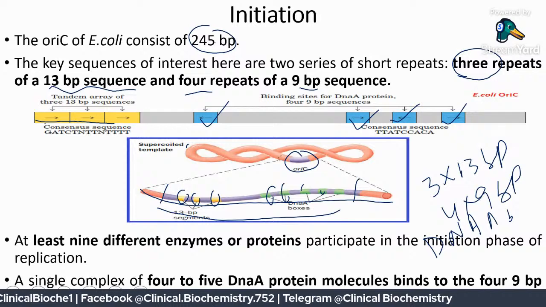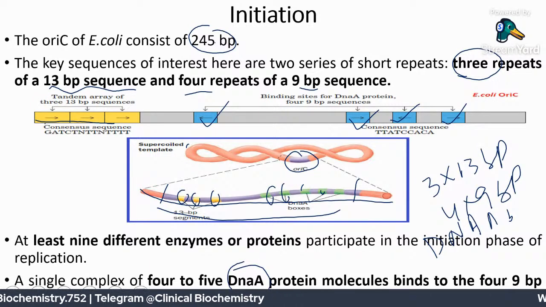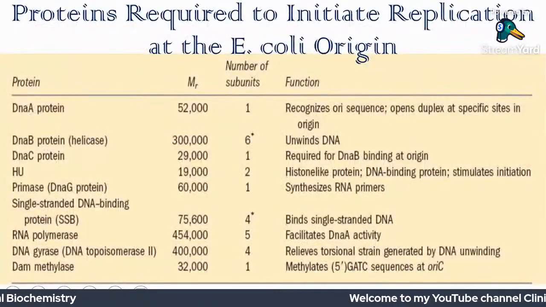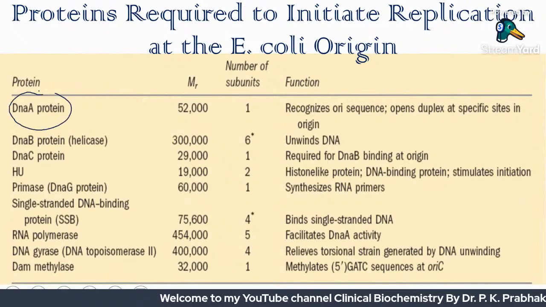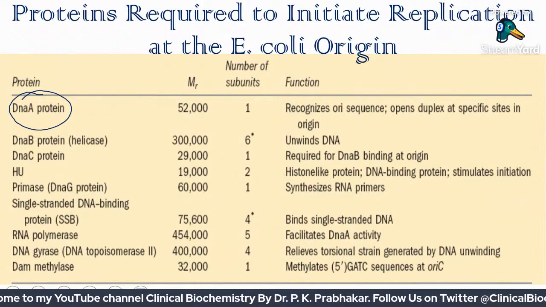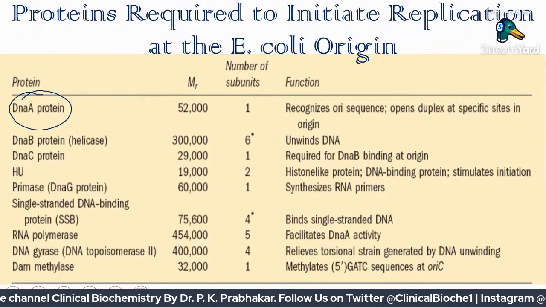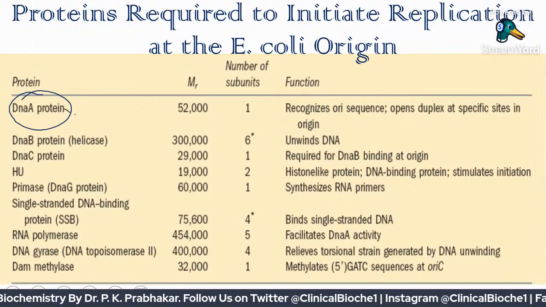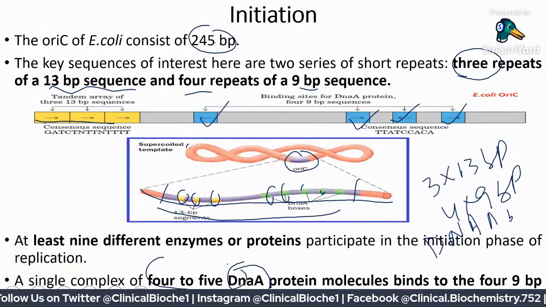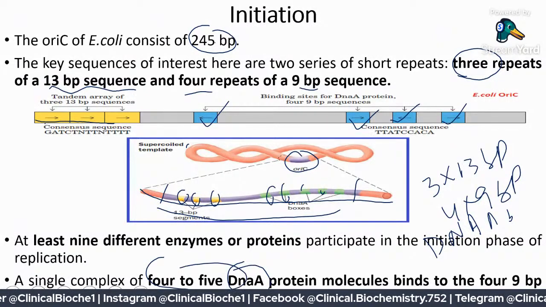In the first step, 4 to 5 DnaA proteins. Now you should remember, DnaA protein, who did I say it was? This is the DnaA protein which recognizes the origin of replication. So the first protein which recognizes the origin of replication is called DnaA protein. So it requires 4 to 5 DnaA proteins that come and bind to these 9 base pair sequences.